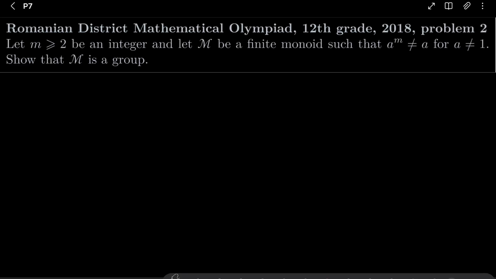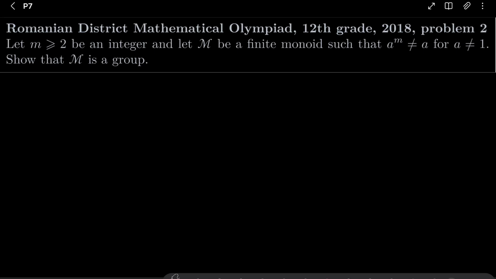Hello friends, in this video I'd like to solve the following problem from the Romanian District Mathematical Olympiad for 12th graders, year 2018, problem number 2. Let m be an integer greater than or equal to 2, and let capital M be a finite monoid satisfying the following condition: a to the power of m is not equal to a for a not equal to 1. Of course, by this number 1 I mean the neutral element of this monoid.